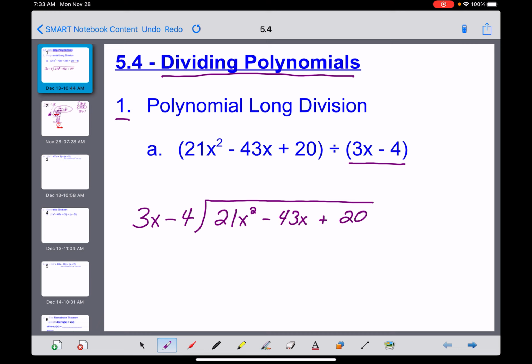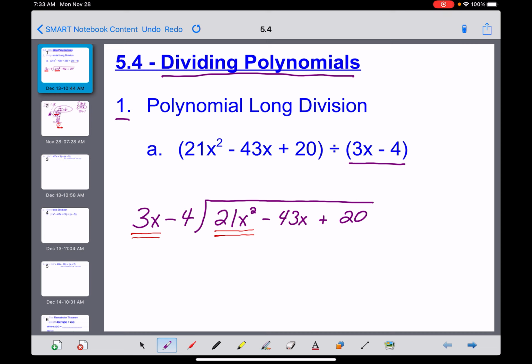I know this looks very different, but we're really going to be following the same pattern that we did when we were dividing 376 divided by 5. What we're going to do now is not focus on everything, but just look at the first term of the dividend and the first term of the divisor. The question is, what can we multiply by 3x to make it become 21x squared? I'm hoping you can look at that pretty quickly and tell me that the answer is going to be 7x. 3x times 7x would get us 21x squared.